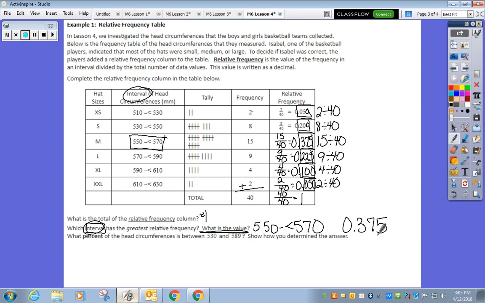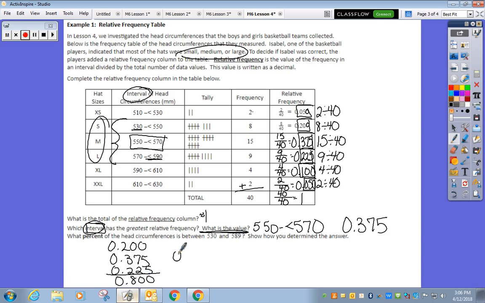The next one asks, what percent of the head circumferences is between 530 and 589? So 530 starts here, and it wants us to go up to 589, which would fall in this category. Basically they're asking, as they did up in the problem, for small, medium, and large hat sizes. To figure out the percent, I'm going to take my relative frequencies for each of those hat sizes, so that one, this one, and this one, and add them together. Then I'm going to turn that decimal into a percent.